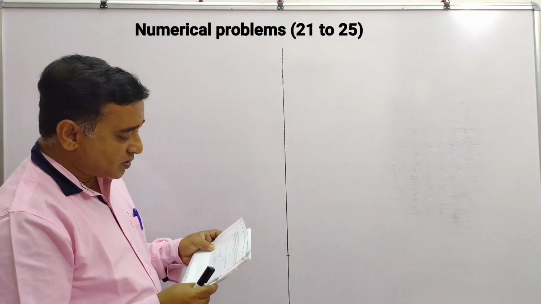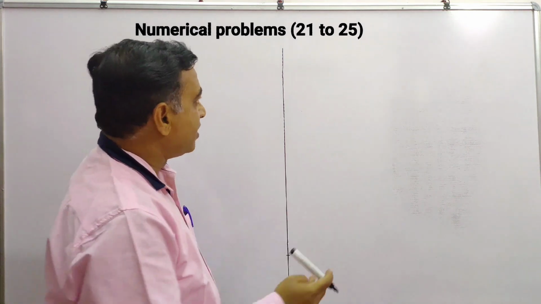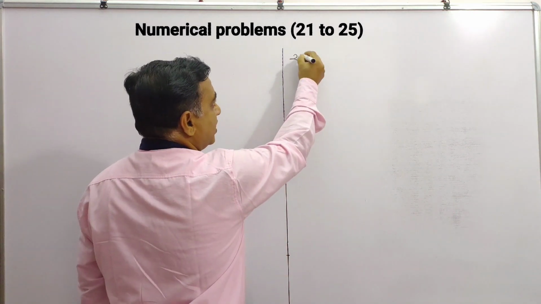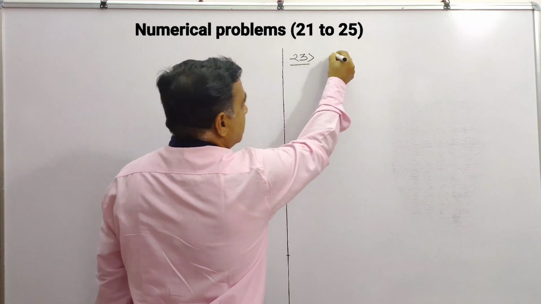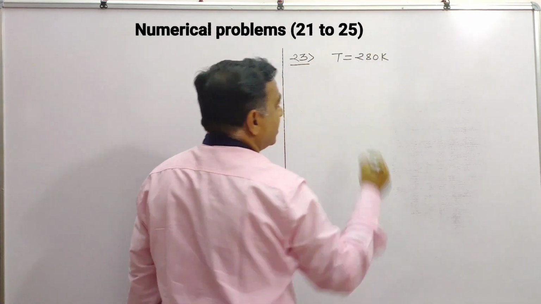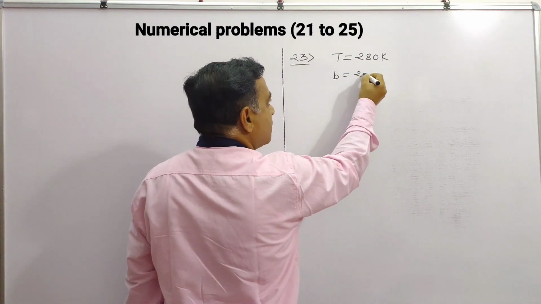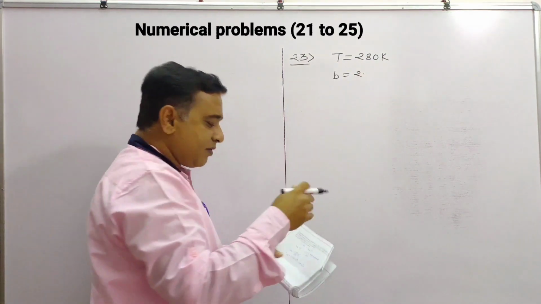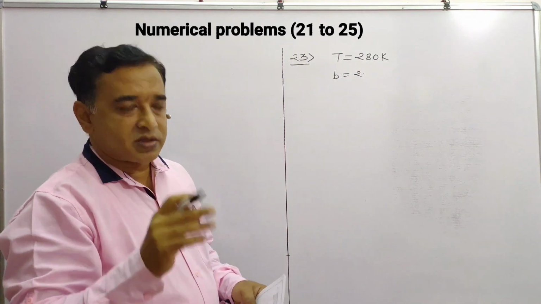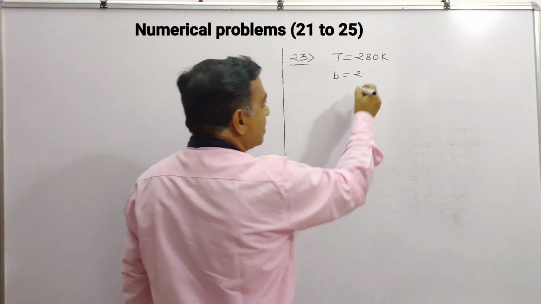Let us calculate this. One by one I am going to write what exactly the given factors are for problem 23. The temperature is given directly, that is 280 Kelvin, no need to convert anything. And we know that the B value is a given constant, and its value is 2.897.